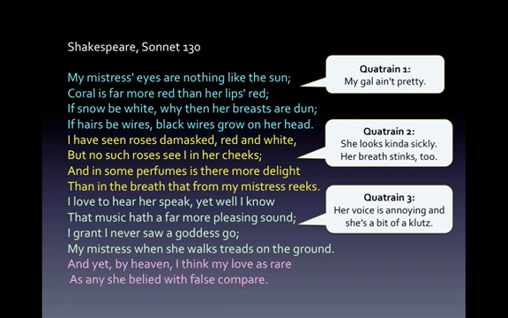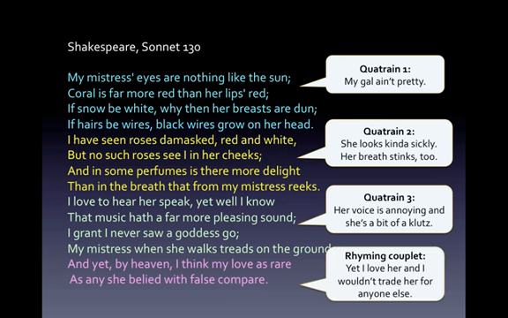And now for the rhyming couplet, which can offer a conclusion, or an emphasis, or a twist ending. And yet, by heaven, I think my love is rare, as any she belied with false compare. In this sonnet, the couplet offers a twist ending. Despite how unattractive the speaker's girl is, he loves her, and he wouldn't trade her for anyone else in the world.